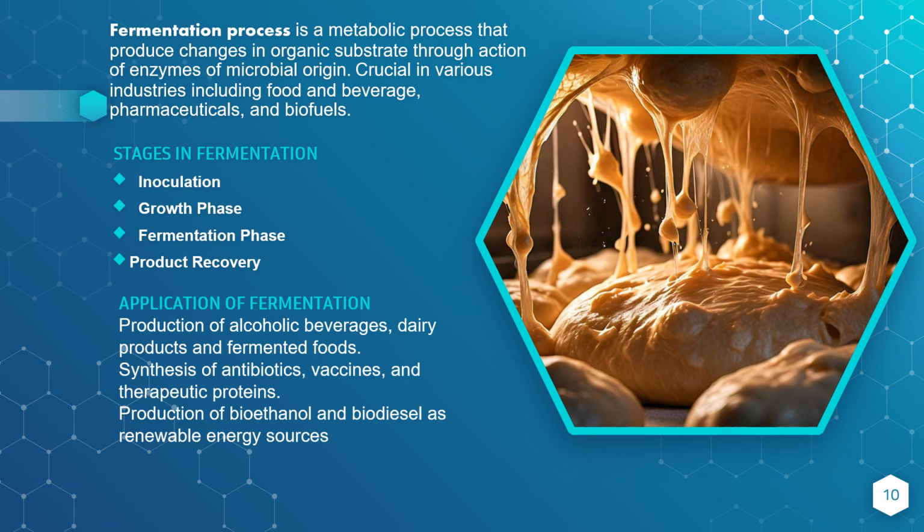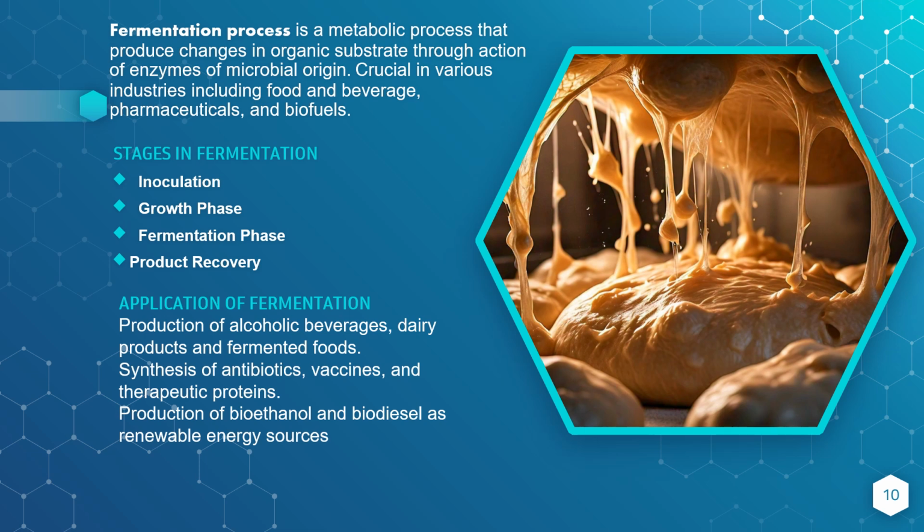The log or the exponential phase. In this phase, microorganisms experience exponential growth with the population doubling at a constant rate. Cells utilize nutrients efficiently, metabolize substrates for energy, and produce biomass and metabolites. The log phase is characterized by favorable environmental conditions such as adequate nutrients, optimal pH, temperature, and oxygen availability.